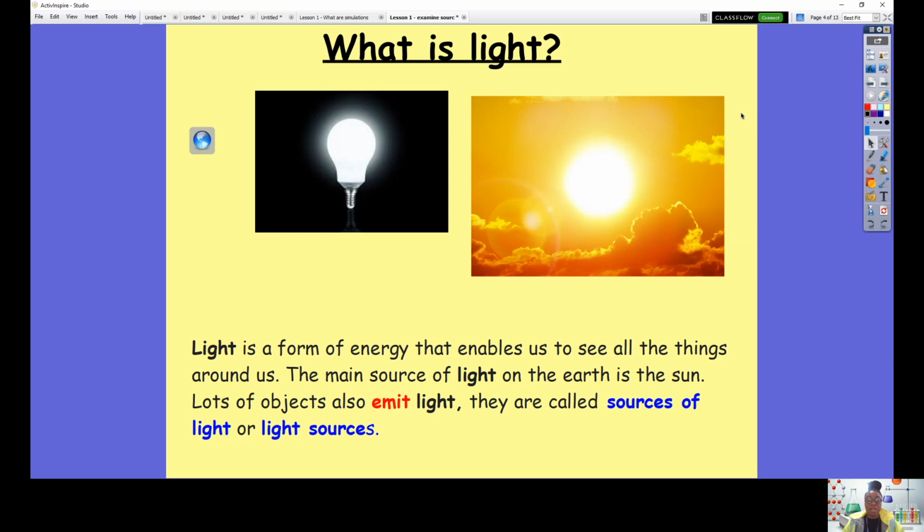Moving forward, what is light? So we are looking at what is light. Light is a form of energy, and energy enables us to see all things around us. The main source of light on Earth is the sun.